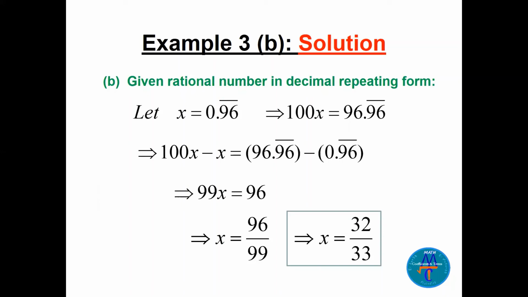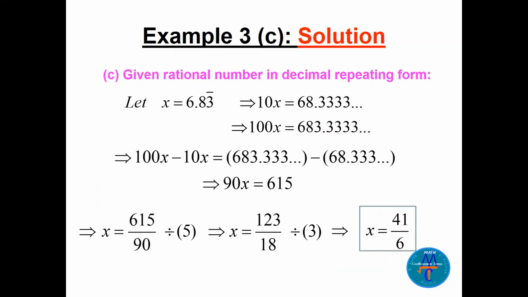Now let's take the difficult one, 6.83 dash. I wish you could have tried this one. It's not easy. Now we'll go slowly, step by step. I have to get rid of the 8. You see this 8 here, it's not repeated. So I multiply by 10. Let x be equal to 6.83 dash. So I multiply by 10 and get 10x is equal to 68.33333.